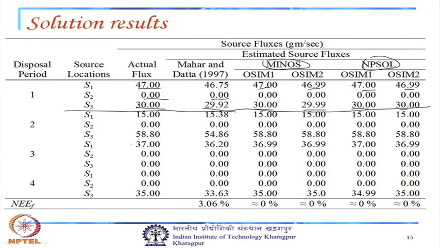And for period 2 also the things are almost matching. Period 3 it is almost matching. Period 4, both the methods are matching. In the case of NP sol, OSIM2 is performing better.